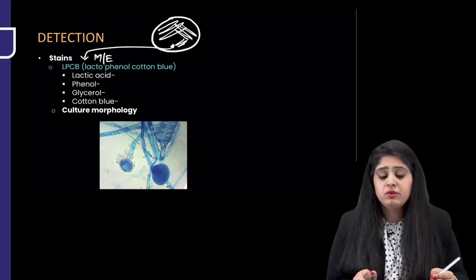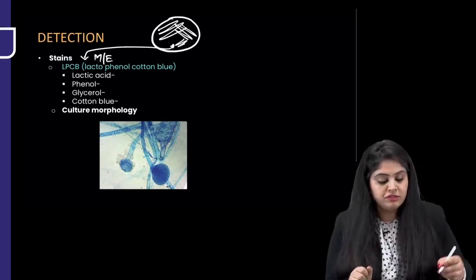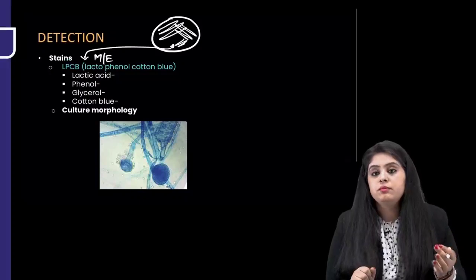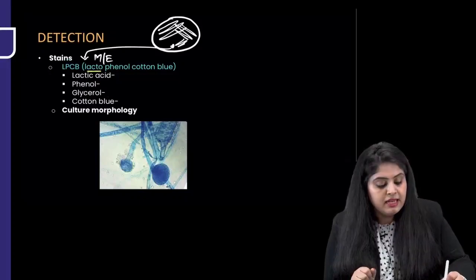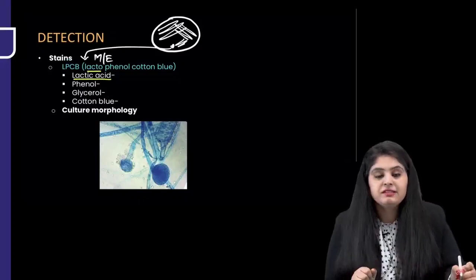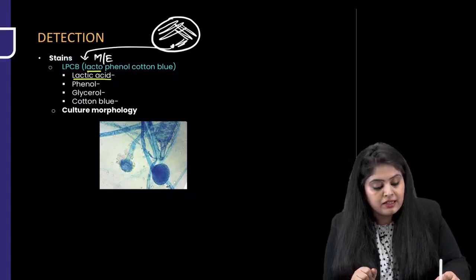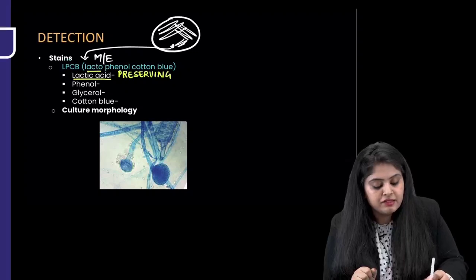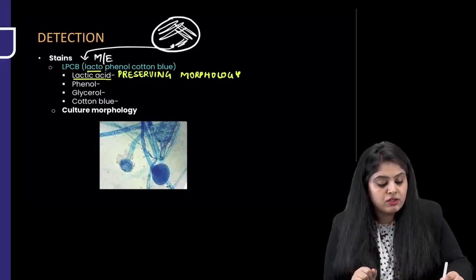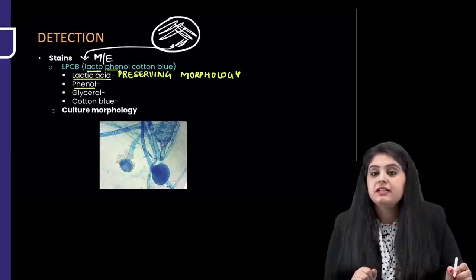What do we need to know about it? As the name suggests, lacto, phenol, cotton blue. When I say lacto, it means lactic acid has been used. Why has lactic acid been used? Lactic acid is going to help in preserving the morphology of the fungus. Okay, when I say lacto, then next is phenol. So why have we added phenol?